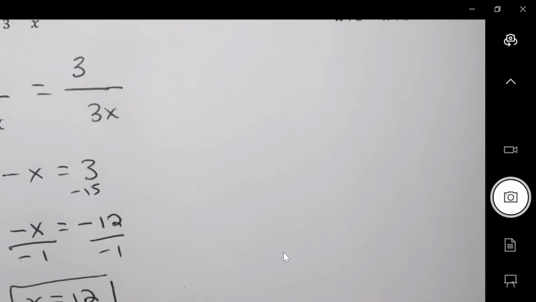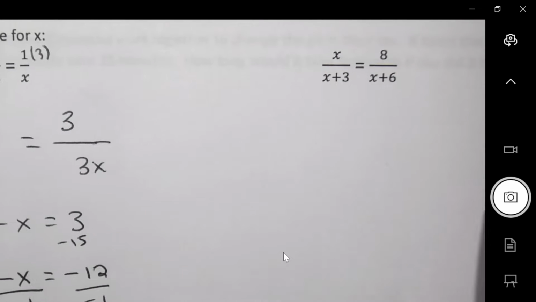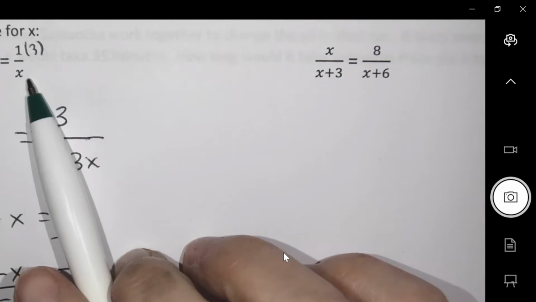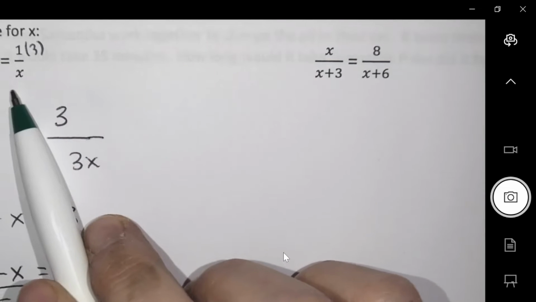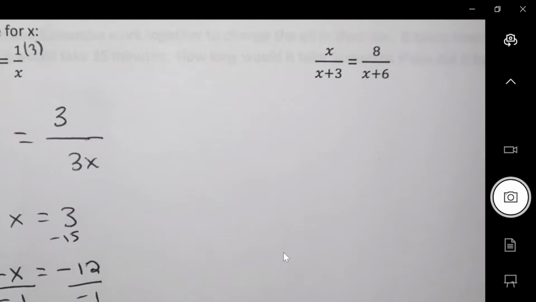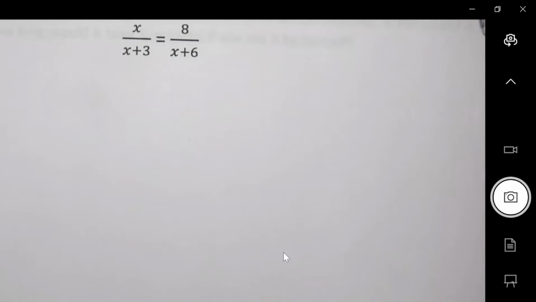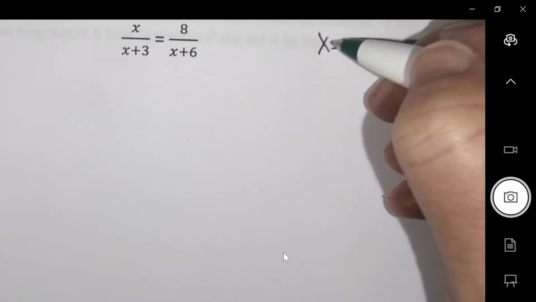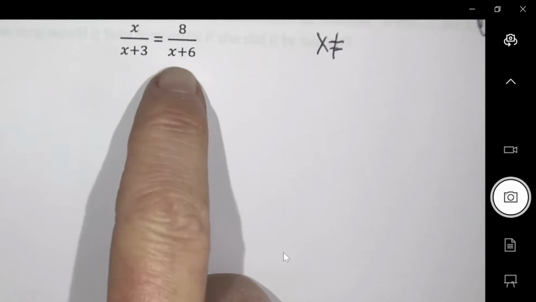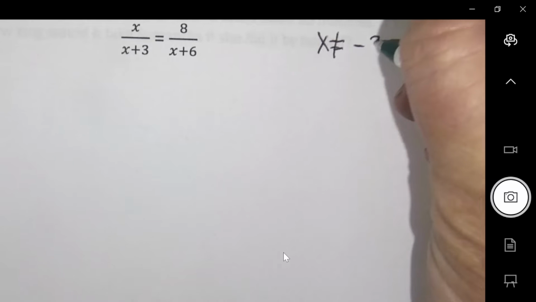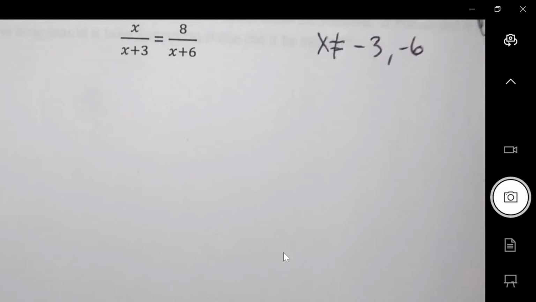Is 12 a solution that could work, or is it something that I would say is a restriction? What don't I ever want x to be? 0. I can't have x be 0. That would be bad. Okay, with that in mind, what can't x be on this answer? I can't have x be a what? -3 or a -6. Those are the values that you cannot have as answers. So if you ever got an answer, you would have to cross it off and say, no, it doesn't work.